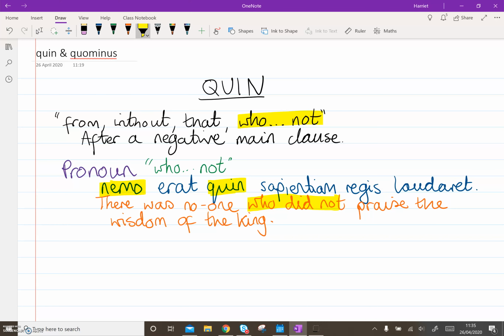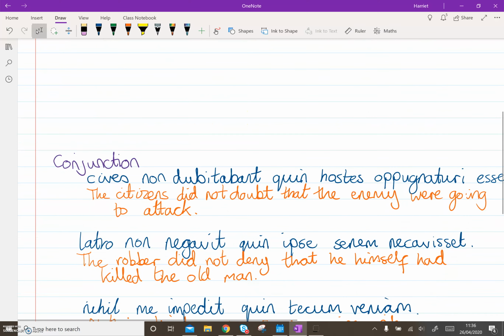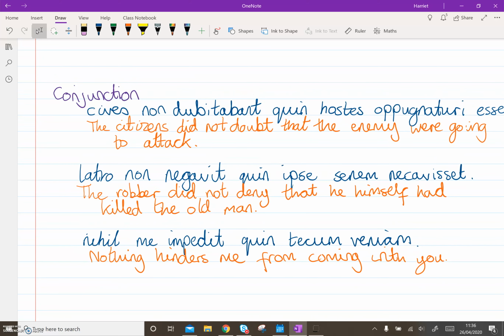Laudare, you can see there, is subjunctive. That's because if you think about this clause, the whole thing is a generic subjunctive. It's saying that there wasn't the sort of person who might praise the wisdom of the king. So that's why laudare there is imperfect subjunctive. Okay, so that's quin as a pronoun, meaning who, not. We're now going to look at quin used as a conjunction, which is the more common use of quin.